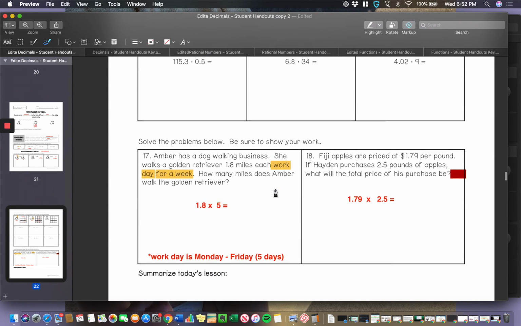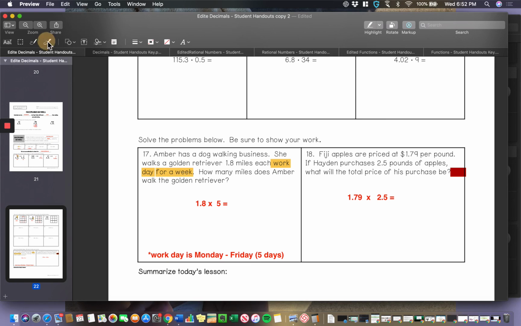Alright, let's look at the bottom real quick. Number 17 says, Amber has a dog walking business. She walks a golden retriever 1.8 miles each work day for a week. How many miles does Amber walk the golden retriever? One little note, a work day is Monday through Friday, so she's only walking this dog 5 days of the week. So we have 1.8 miles multiplied by 5, the total amount of days that she's walking, and you'll get your answer right there.